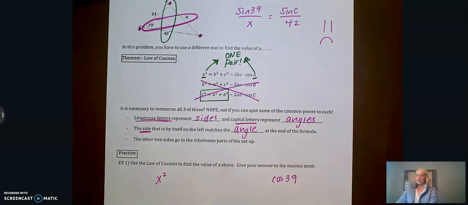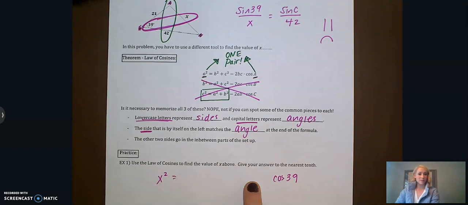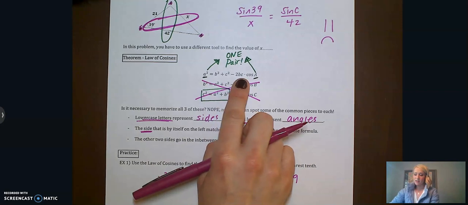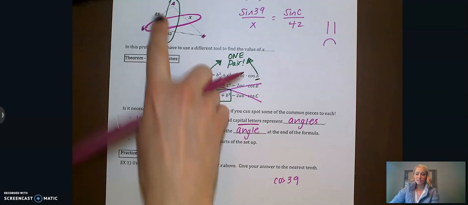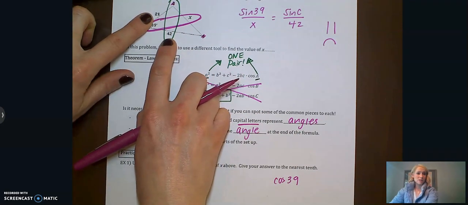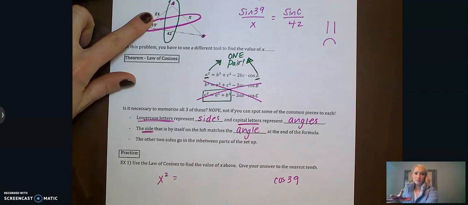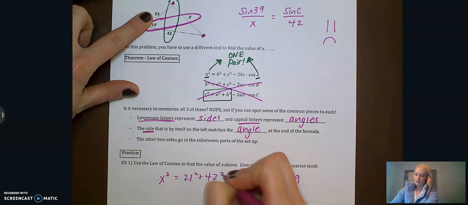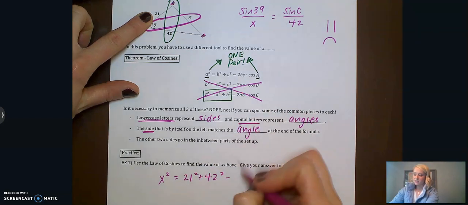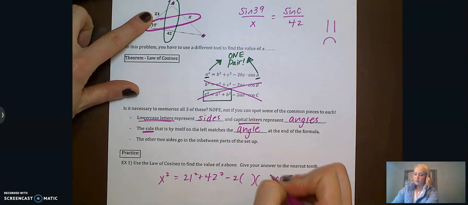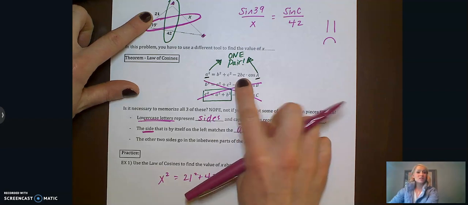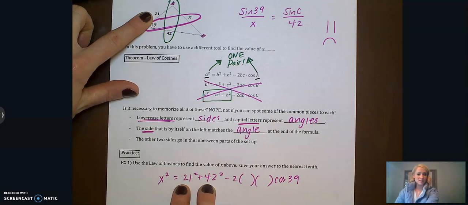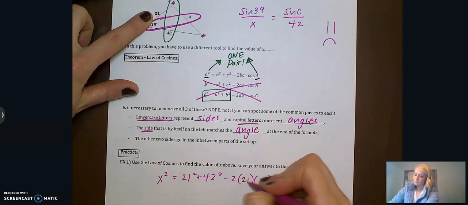So I set up the outsides, then I go in and I fill in the middle stuff, the B's and the C's. Those are just the other two sides of your triangle, 21 and 42. Doesn't matter which one's which. So I'm going to go like 21 squared plus 42 squared. Then it's minus 2, and I'll use parentheses, 2 times those same two pieces there, 21 and 42.